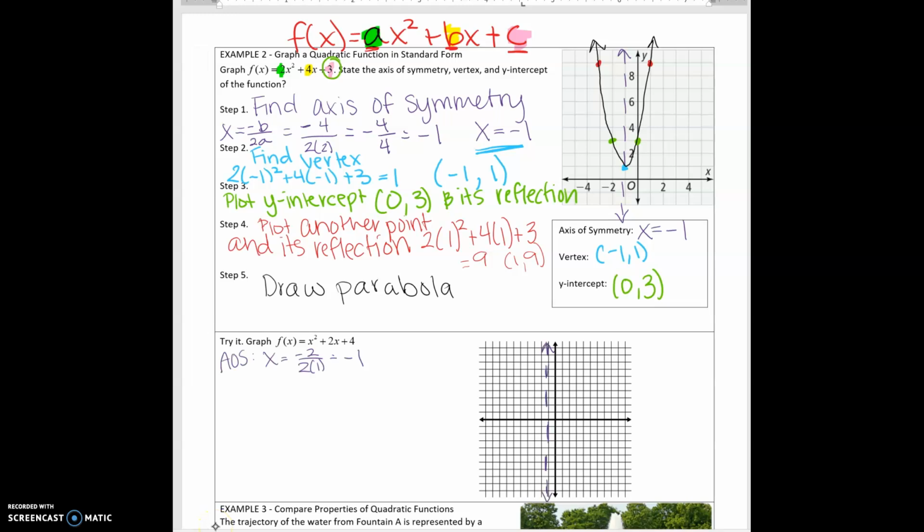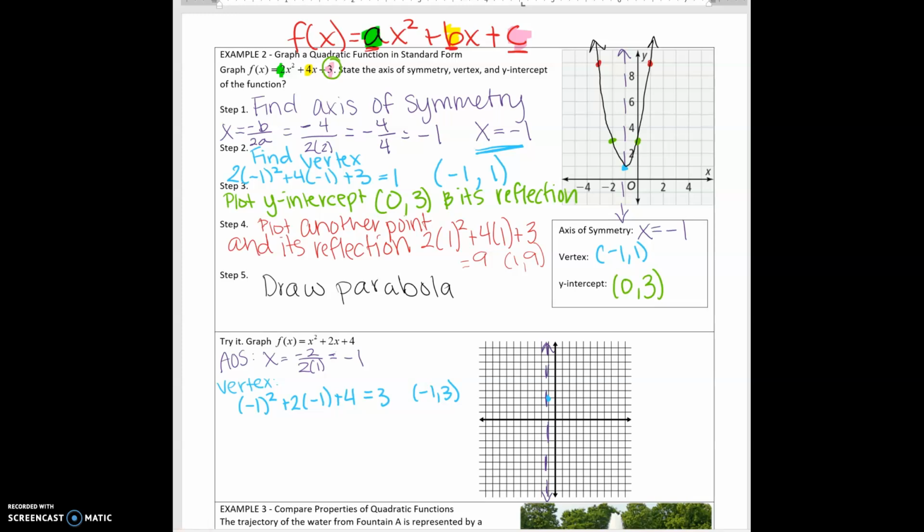Okay, so first step, find the axis of symmetry, negative b, so negative 2 over 2 times 1 equals negative 1. Do the next step, find the vertex, so plug in this for your x in the equation and solve it. One thing to note is make sure that you put parentheses around negative 1 when you square it on your calculator, otherwise it'll give you 1 squared times a negative.